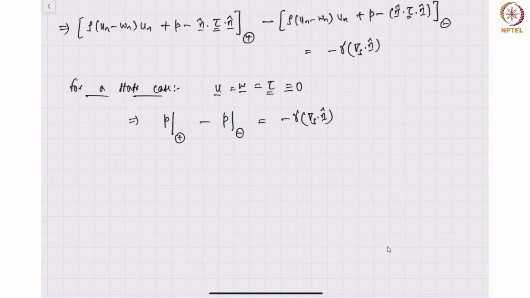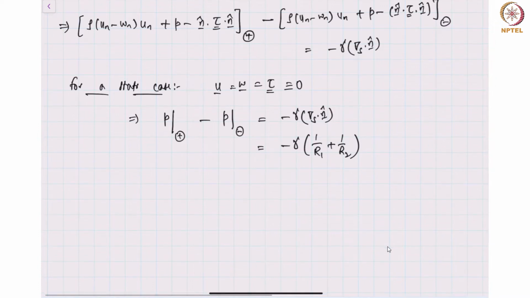This is a generalization of the Laplace pressure jump condition, and this can also be written as minus gamma times 1 by r1 plus 1 by r2, where del s dot n, the curvature, is 1 by r1 plus 1 by r2. That's the mean curvature, right? So just worth writing this down. This is the mean curvature. This is 1 by r1 plus 1 by r2.